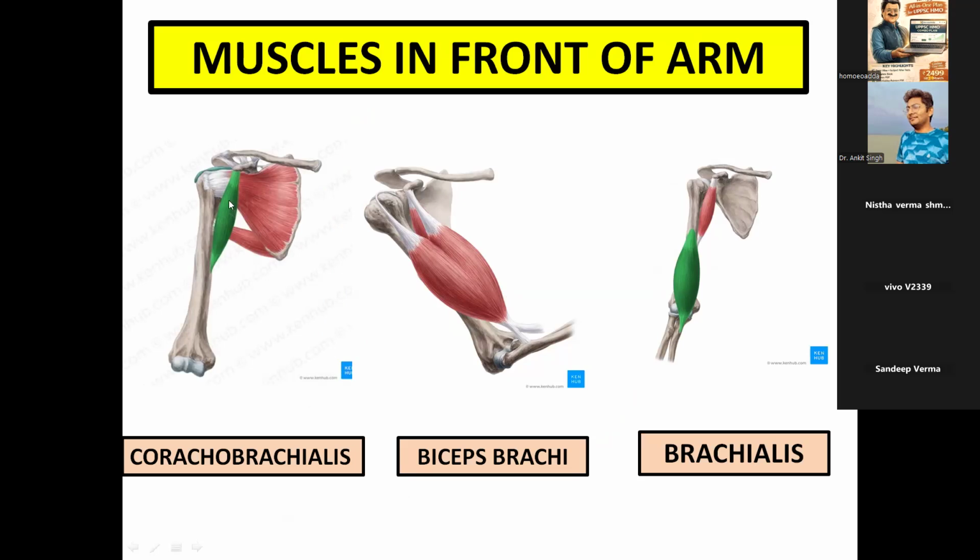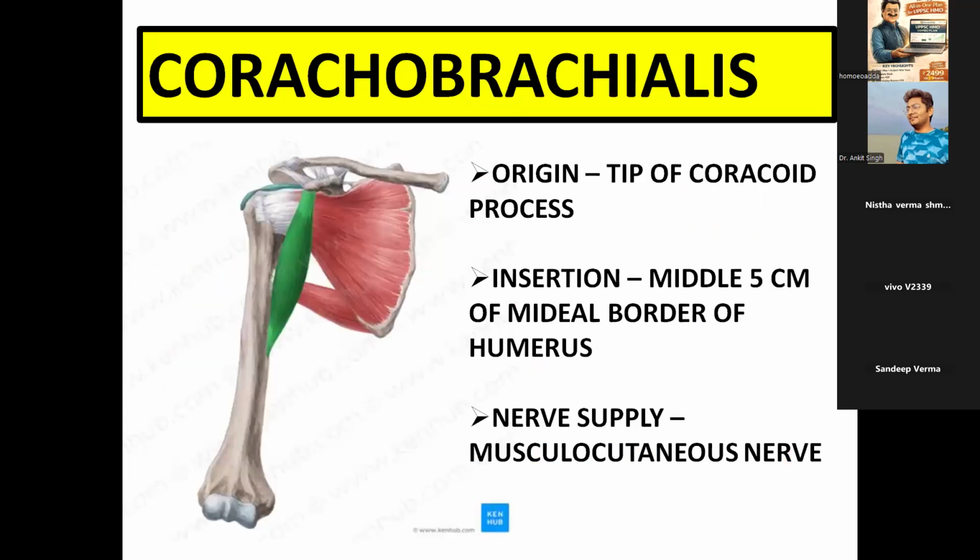These are coracobrachialis, you can see over here. Then you can see over here biceps brachii, and the third one that is a brachialis. Coracobrachialis, biceps brachii, and brachialis. Okay, so these are the three muscles present in the front of arm. Let's take one by one. First one, that is a coracobrachialis. So this is a coracobrachialis.